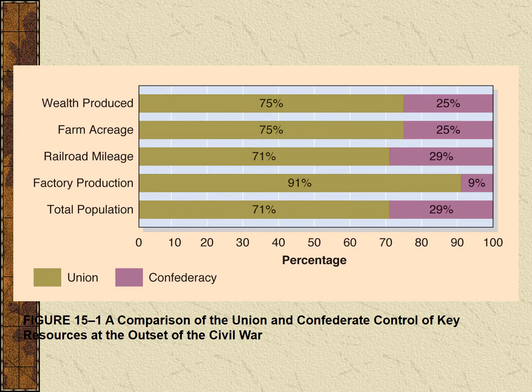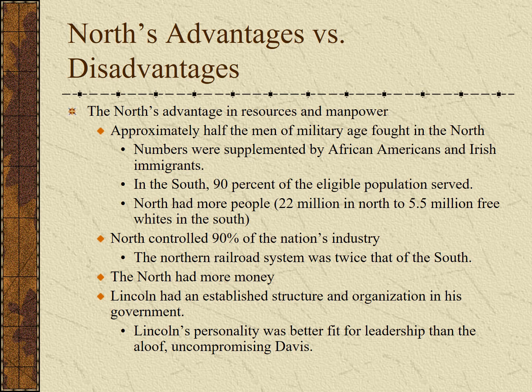So if we look at this chart here, you can see a comparison of the Union and Confederate control of key resources at the outset of the Civil War. The Union is in that greenish color and the Confederacy is in the purple color. And so clearly you can see here what the Union's advantage is going to be, and that is going to be resources. So let's get into that a little bit more.